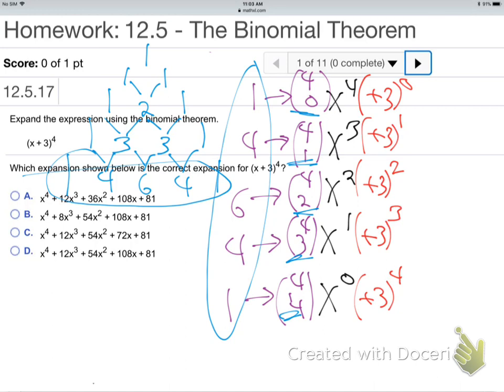So 1, 4, 6, 4, 1. Does that make sense? So that's the third way. So that's Pascal's triangle. So any of those 3 ways will work. So now we have all the coefficients.